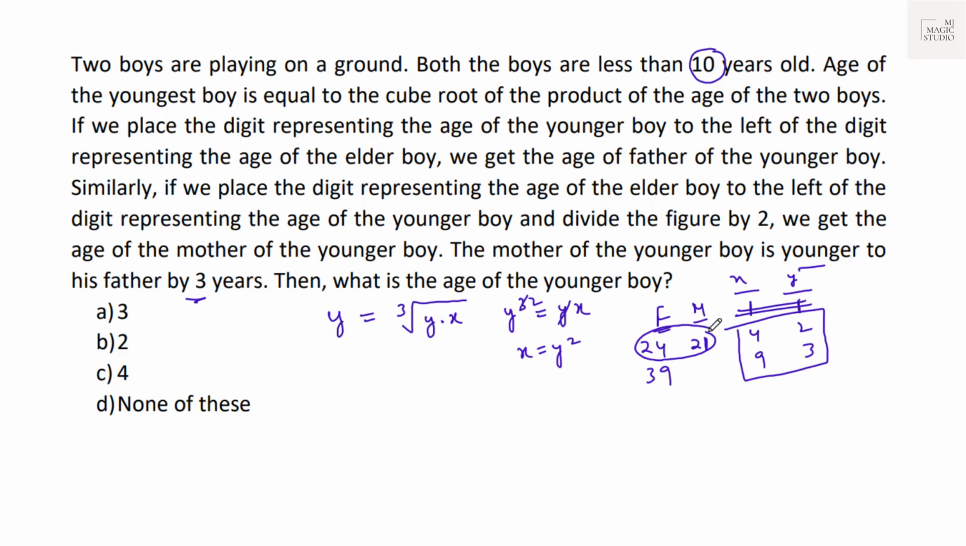Father is 24, mother is 21. Then what is the age of the younger boy? Age of the younger boy is 2 years. Option B fits in.